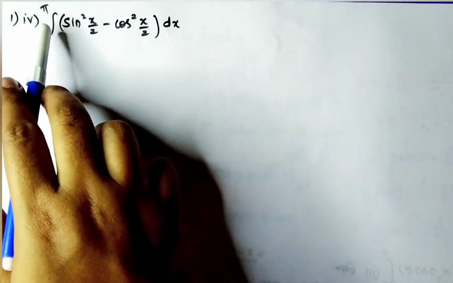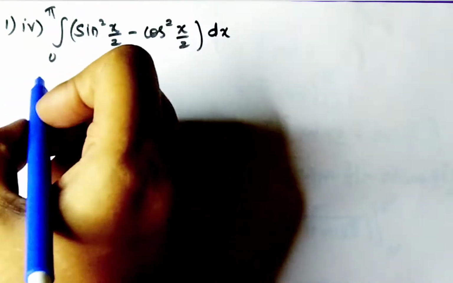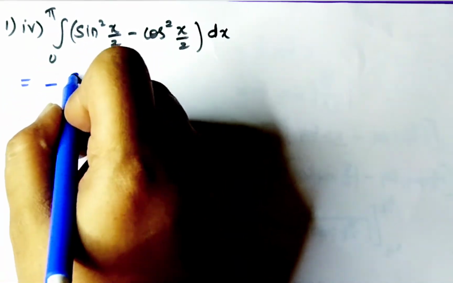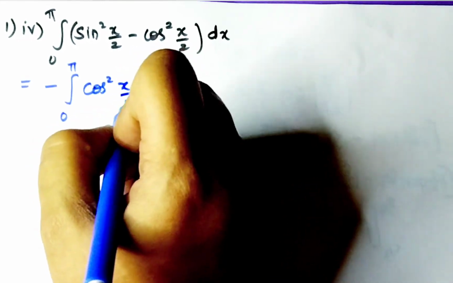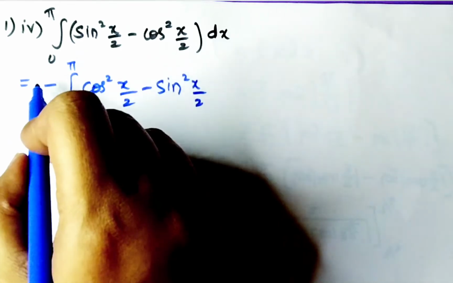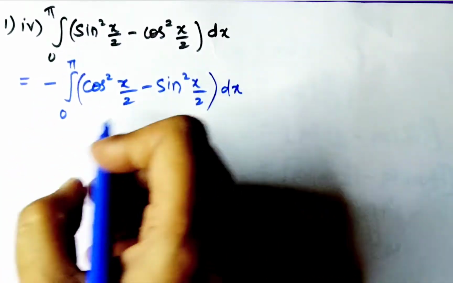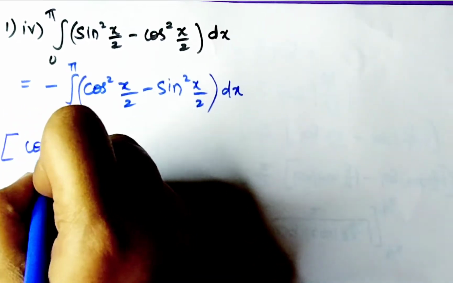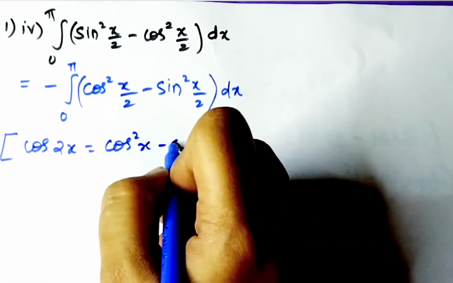Subdivision 4, integral 0 to pi sin square x by 2 minus cos square x by 2 dx. I am taking minus common. Okay, 0 to pi cos square x by 2 minus sin square x by 2. As plus sin square, when we take minus, it will be minus, this will be plus. Because we make use of the formula cos 2x as cos square x minus sin square x.